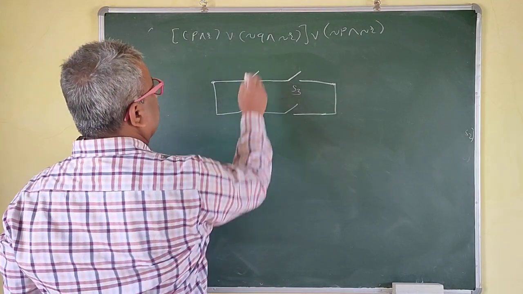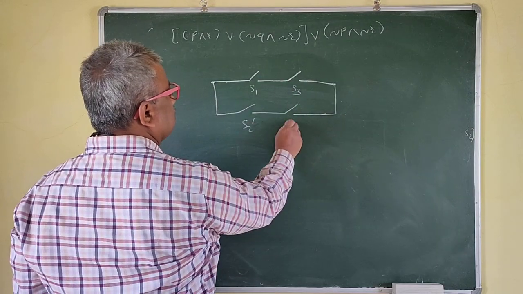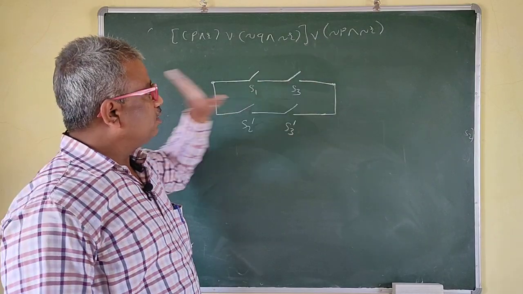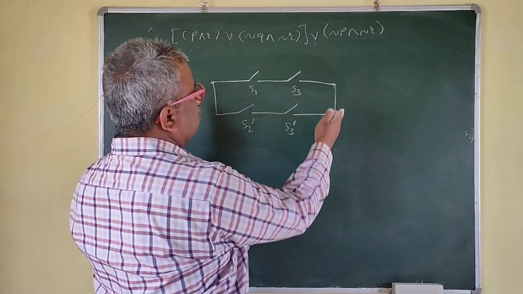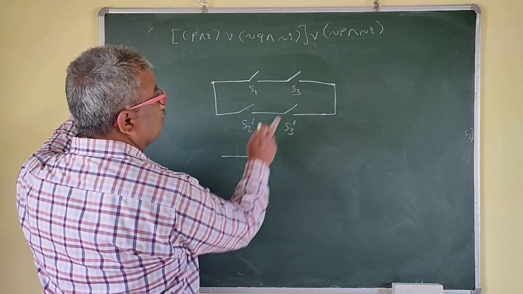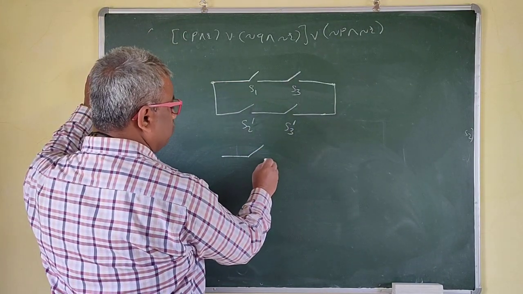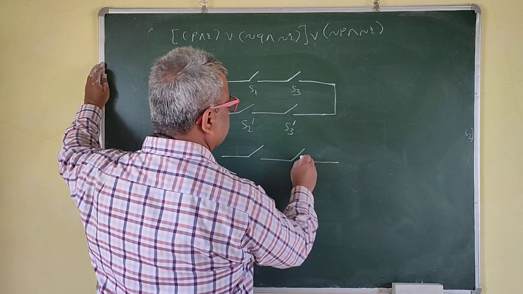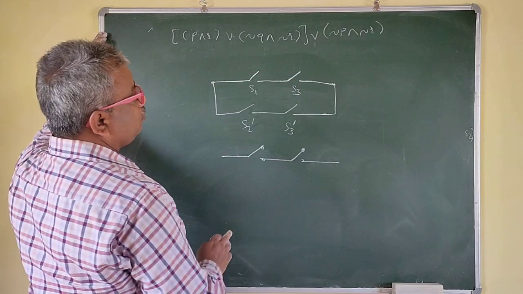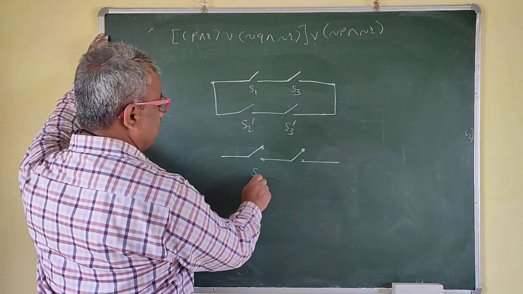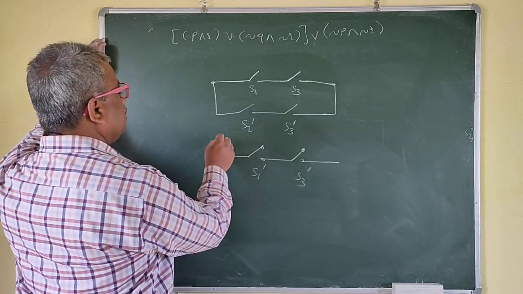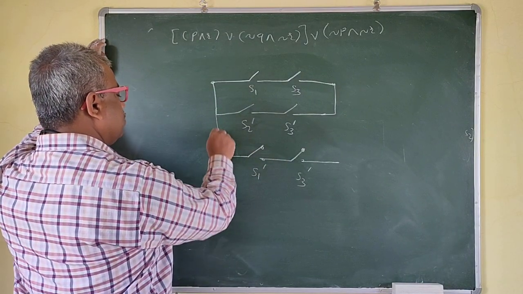So negation Q means S2 dash. Negation R means S3 dash. This is the square bracket. Now again this whole structure is parallel to this structure. So we draw this structure first. It is in series, so there are two switches. We'll just draw these two switches. Negation P means S1 dash and negation R means S3 dash.